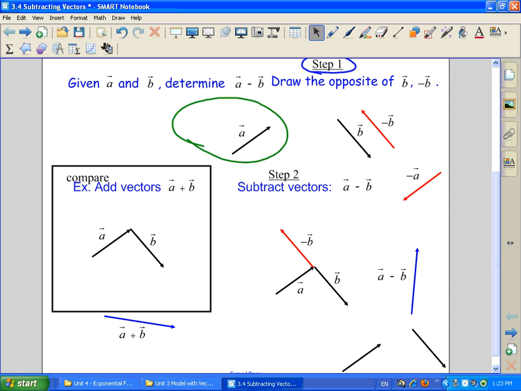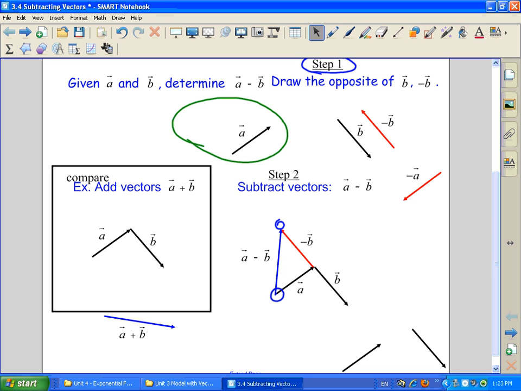Where did I start? I started here at A. And where do I need to end up? At the tip of -B. So when we do A subtract B, ladies and gentlemen, it is this resultant we're looking at here, or the change. And I apologize, I'm trying to get that a little closer on.